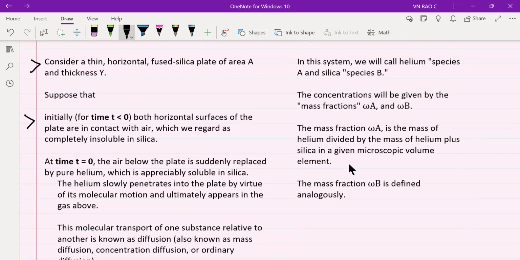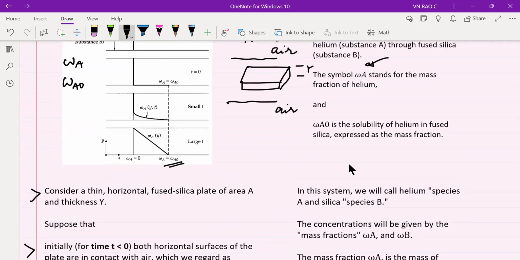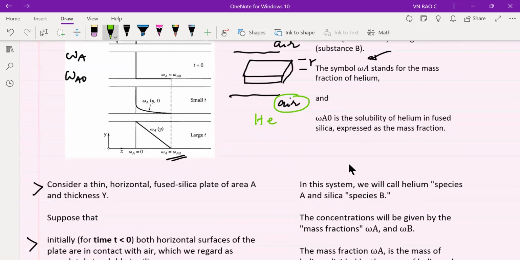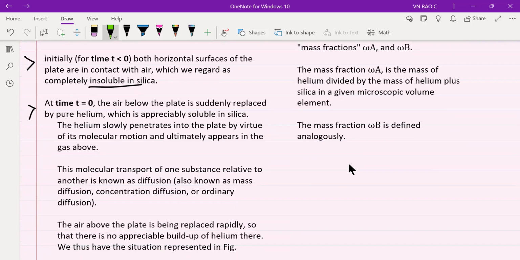Both horizontal surfaces of the plate are in contact with the air, which we regard as completely insoluble in silica. Now at time t equal to 0, the air below the plate is replaced with helium, which is appreciably soluble in silica. So there is a slab like this. Initially, this was filled with air, but at time t equal to 0, it is replaced with helium at the bottom. Now this helium tries to diffuse through this slab and slowly reach the top surface, and it tries to replace the gas available above the plate also.